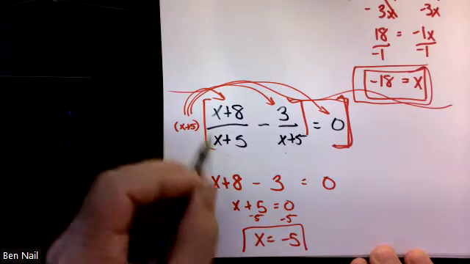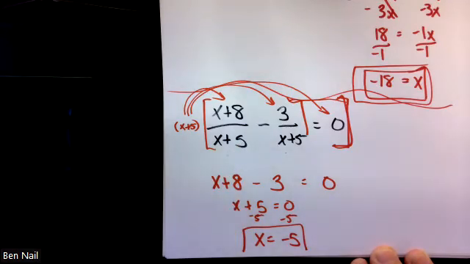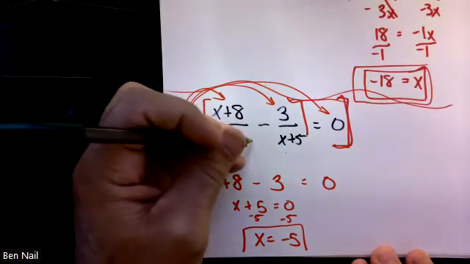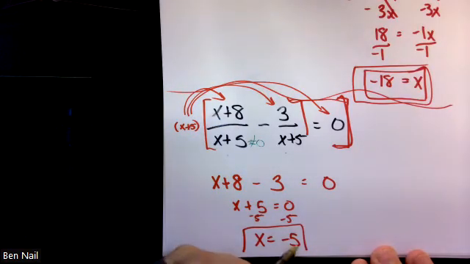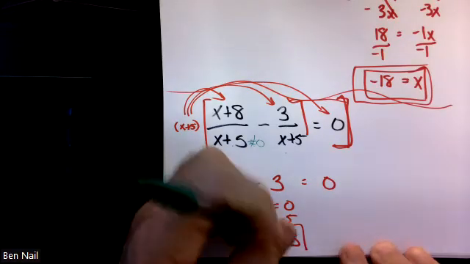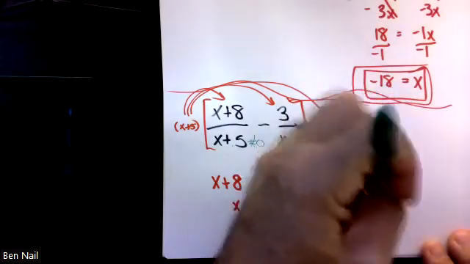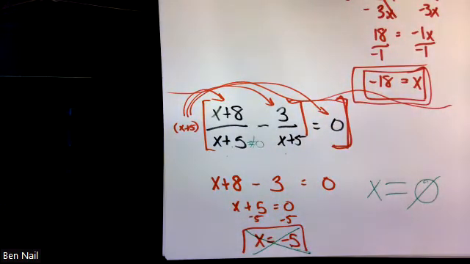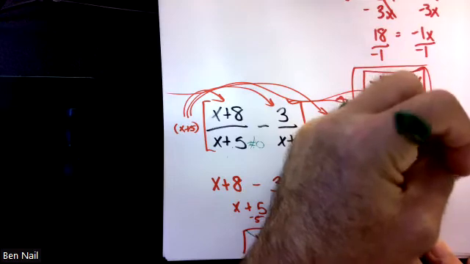If I plug negative 5 in for my x's, negative 5 plus 5 is 0. Remember, we cannot divide by 0. 0 can't be on the bottom. 0 on the bottom is bad. Okay, that bottom cannot equal 0. So if your solution causes your denominator to be 0, then this is not a solution. So in this case, there are no numbers that you can plug in for x that will work. This particular equation has no solution.